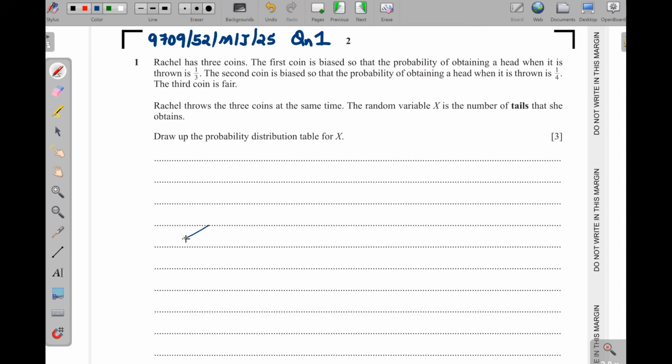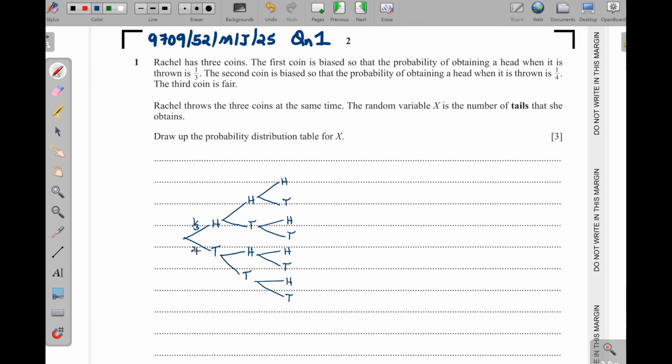So the first coin here, we get a head and then the tail. The second one here, head, tail. Same here. And then the third one here, head, tail, head, tail, head, tail. Now, the first one, they said it is biased, and the probability of obtaining a head is a third.